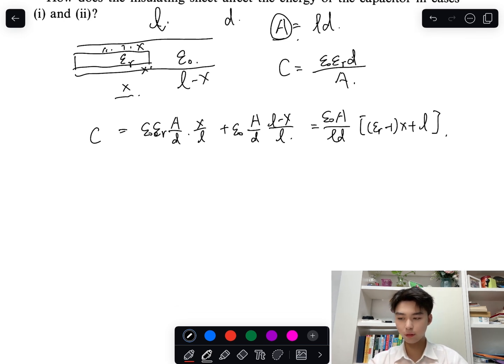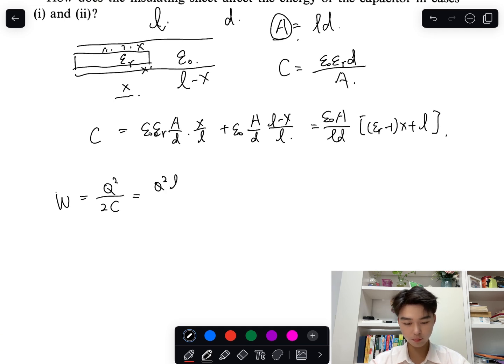And now, in the first circumstance, we have the charge constant, so W will be Q squared over 2C. Q is constant, and C we have calculated, so we are going to calculate energy in this way instead of one over 2 times C times V squared. We have something like this.